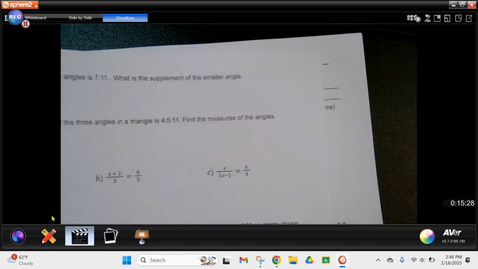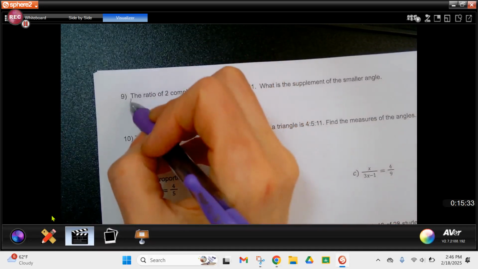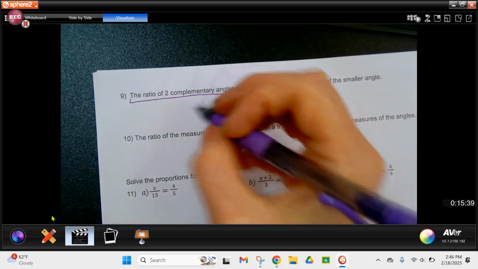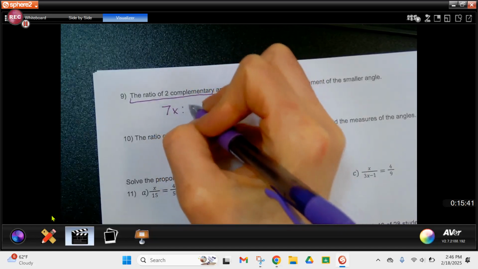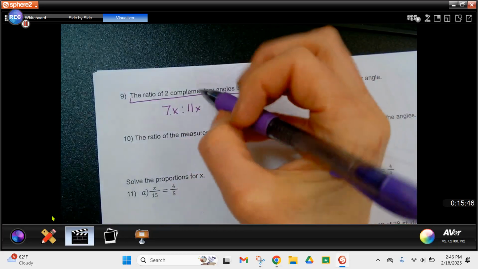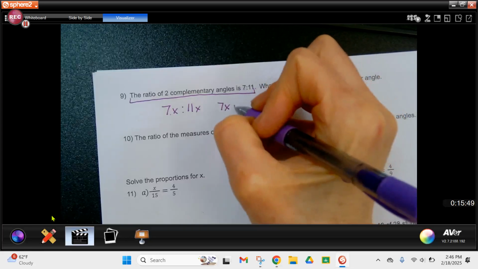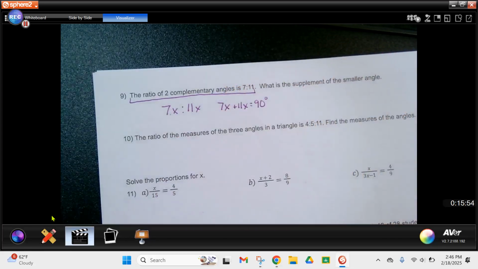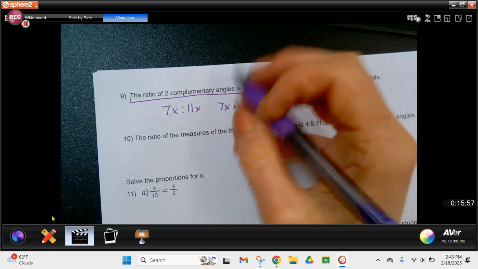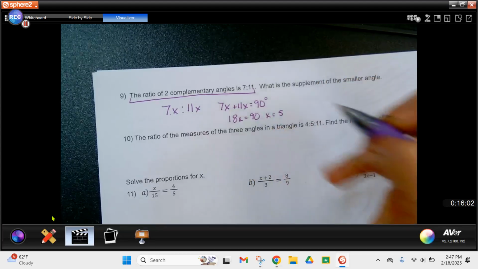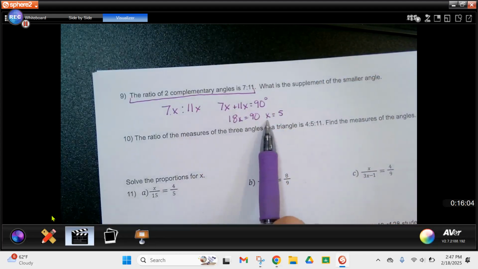Okay, the back side. When we're solving problems like this, remember to multiply this ratio by x. So 7x to 11x. Okay, and we're told that these two angles are complementary. So 7x plus 11x would equal 90. So the trick here is to multiply by x. And then now we're going to add those two angles together and we get 18x equals 90, x equals 5. Okay, so we know that x equals 5.